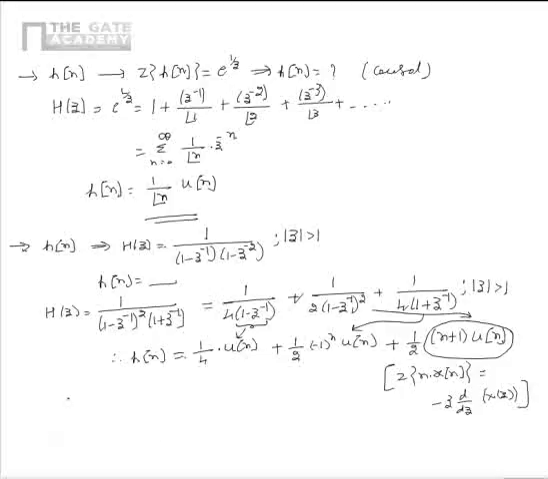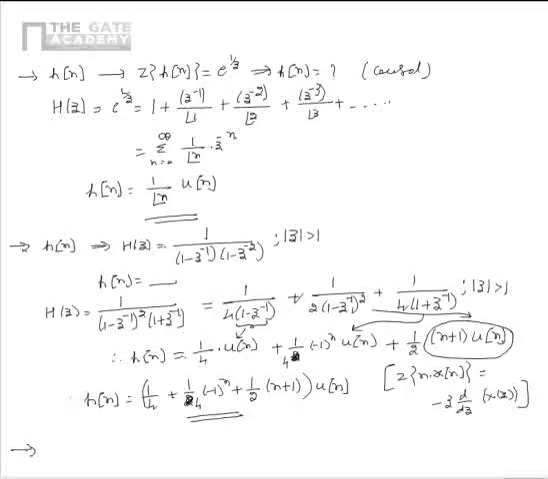So from this, the overall impulse response becomes h(n) is equal to 1/4 plus 1/4 (-1)^n plus 1/2 multiplied by (n + 1), as a whole multiplied by u(n). This is the impulse response of the overall LTI system.